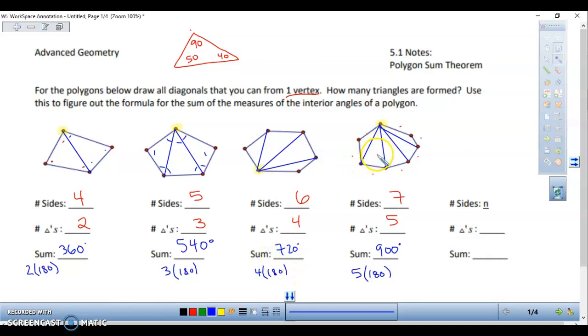720 degrees. And a heptagon will add to 900 degrees. But the problem with memorizing that is it doesn't stop at heptagon. What do all the angles in an octagon add up to, or a nonagon, or a decagon, and etc., right?